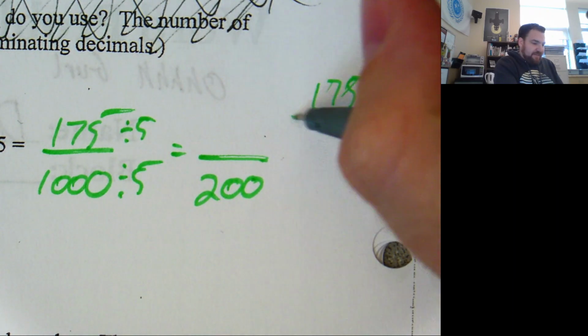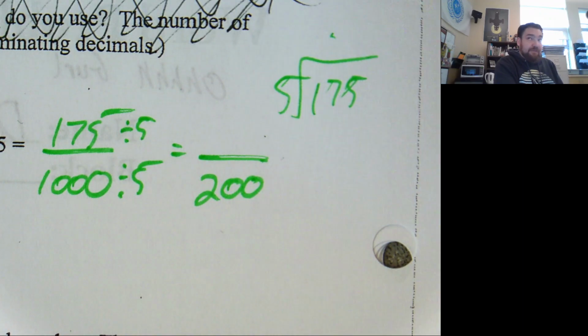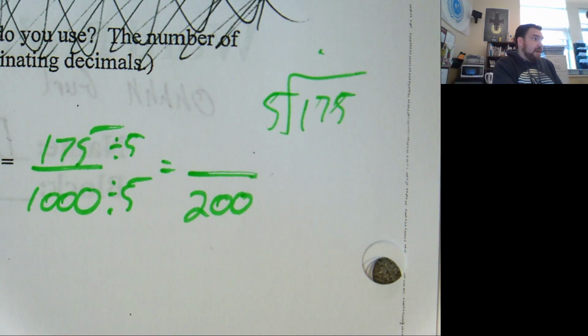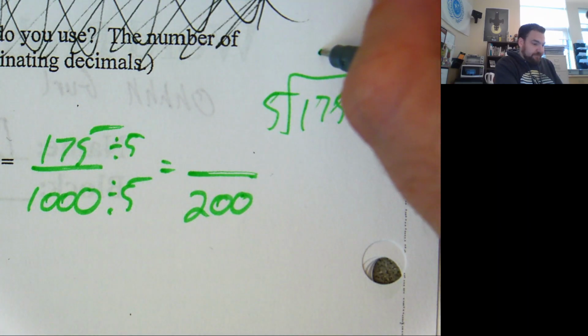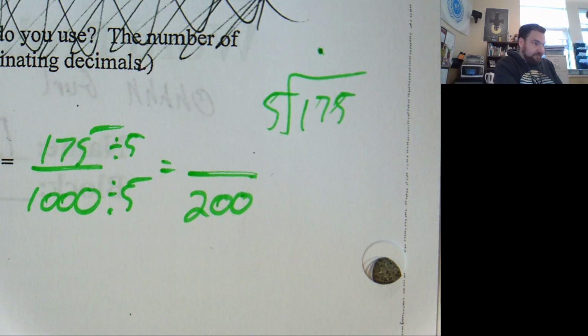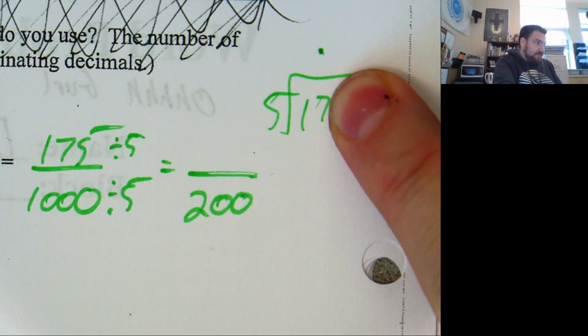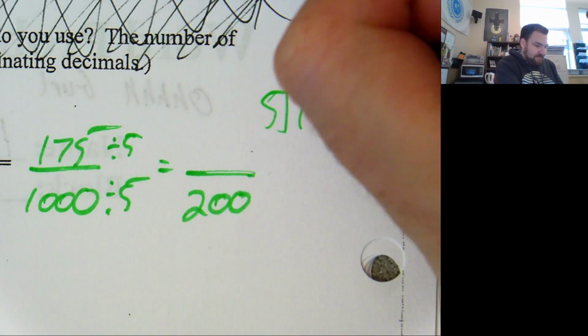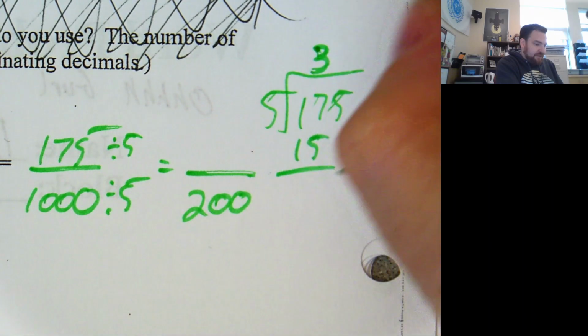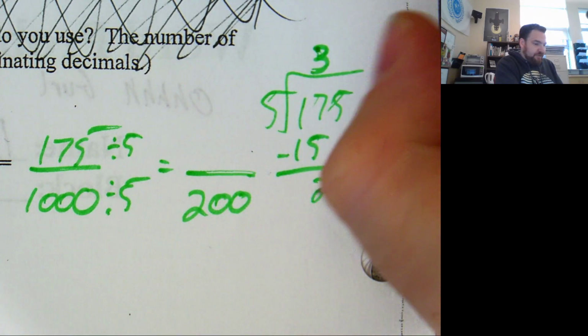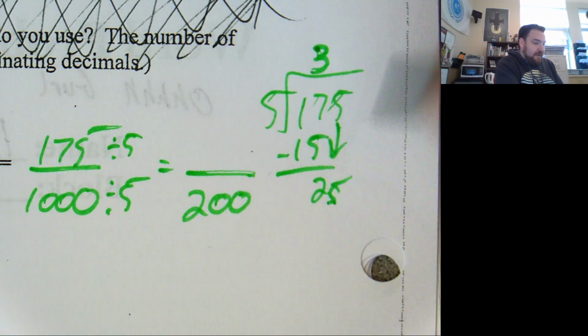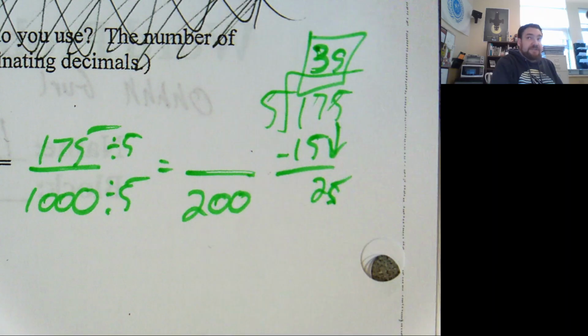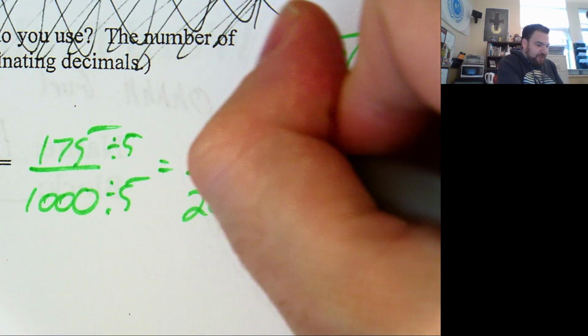So 175 divided by 5. Okay, Raven, go. How many times is 5 going to go into 17? Oh, 3. 3 times 5 is 15. Do the subtraction. 17 minus 15 is 2. Drop the 5. 25. You betcha. 35 is our answer. So this is going to become 35 over 200.